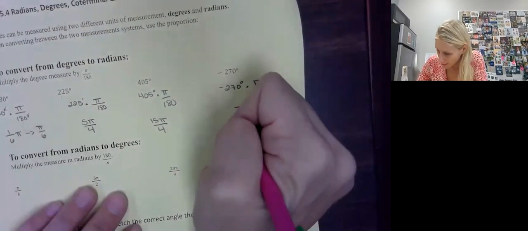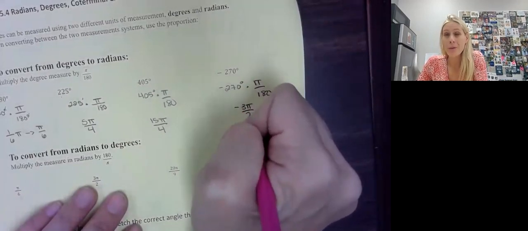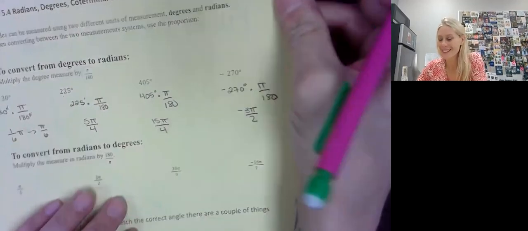And then we get negative 3 pi over 2. Don't worry, we'll talk about what happens when it's negative.